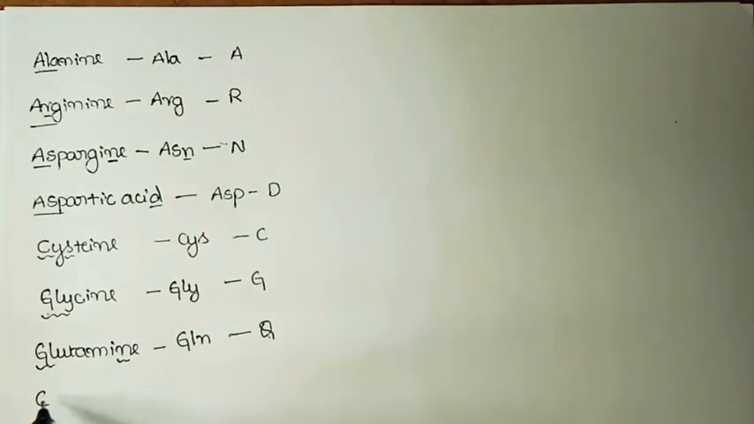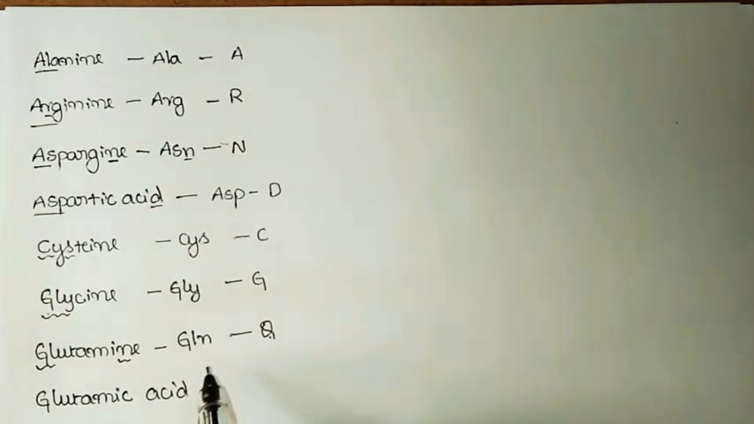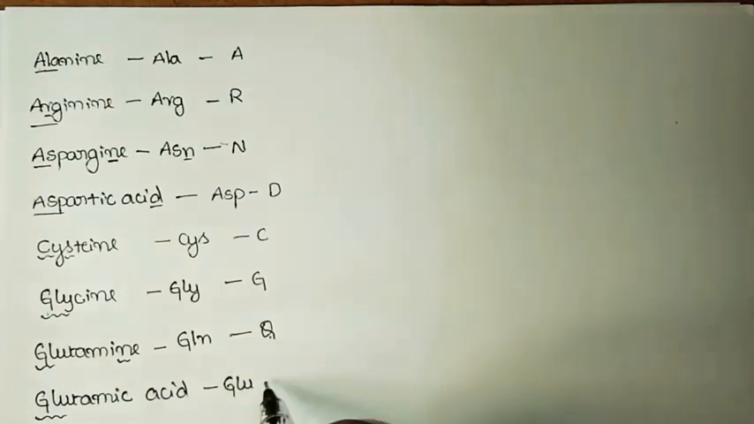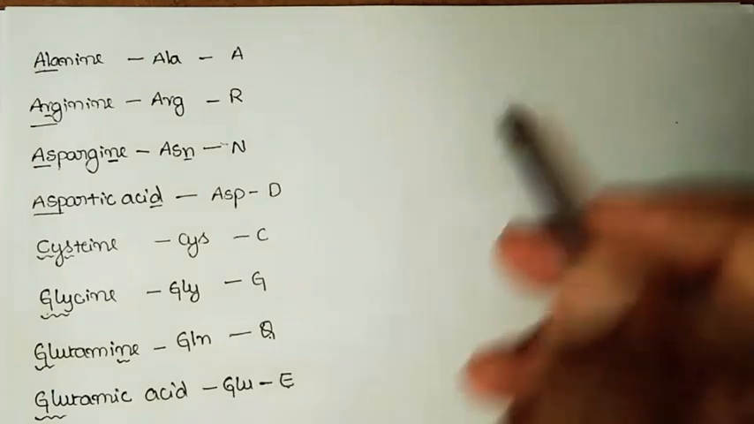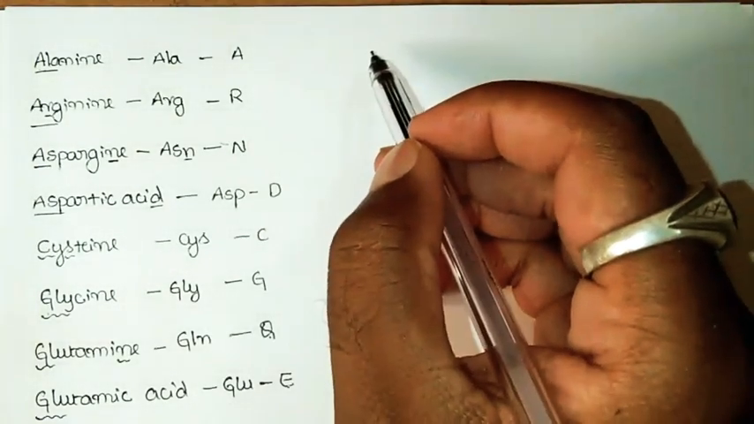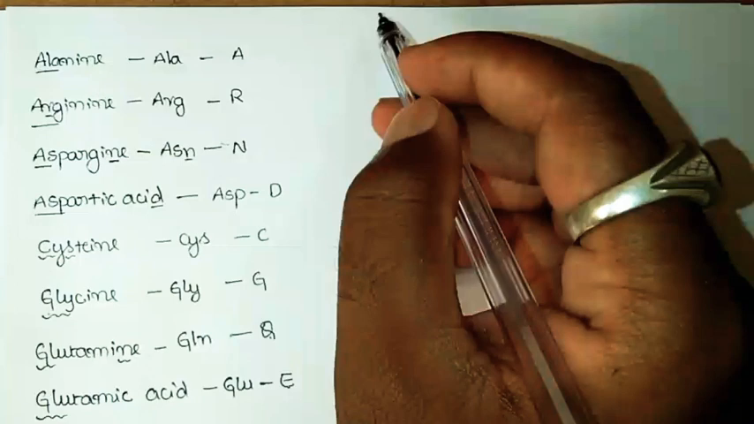So we have one more starting with G, that is glutamate, which is nothing but glutamic acid. For glutamic acid, the first three letters will be taken, and the letter E will be given, which is the letter before G. A, B, C, D, E, F, G. So before G we take E. So G has been finished.